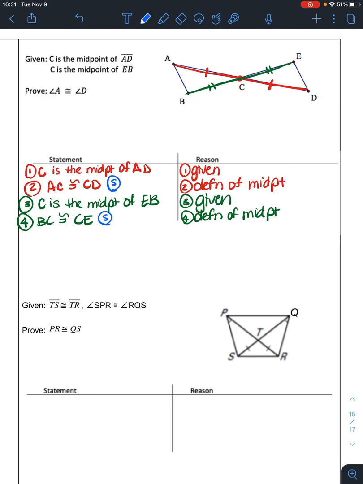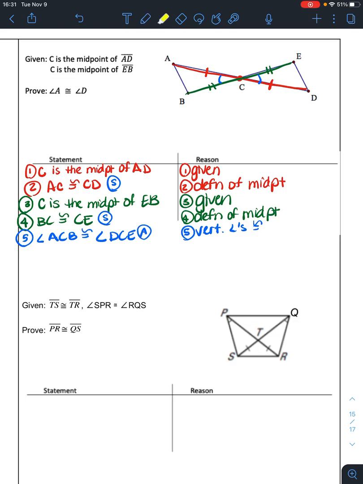So we need more information. We have two pieces. I have a side and I have another pair of sides. I need something else. So I go back up to my picture and I look for what else I know. Oh, look, I know that these two angles are vertical angles. So I know that angle ACB is congruent to angle DCE. And that's because vertical angles are congruent.